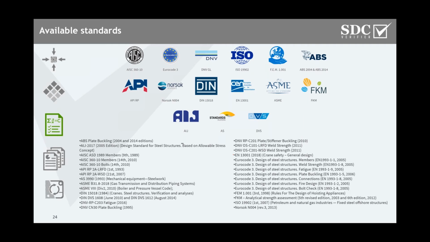So basically, it is possible to use your FEA model to do an automatic verification according to multiple rules and regulations. It consists of plate buckling checks, as I just said, beam buckling, stiffener buckling, weld strengths, fatigue, joints and connection checks, bolt checks, and multiple other checks.